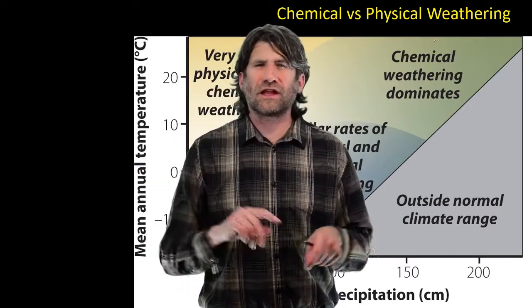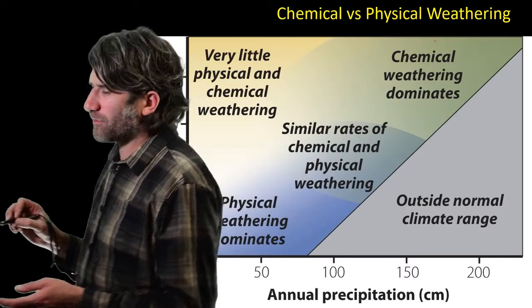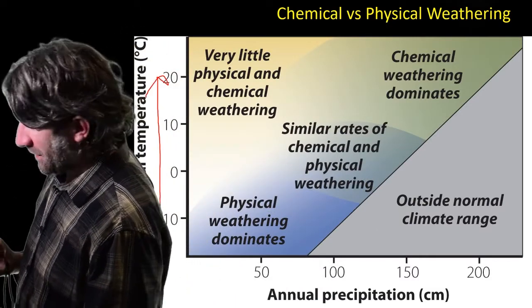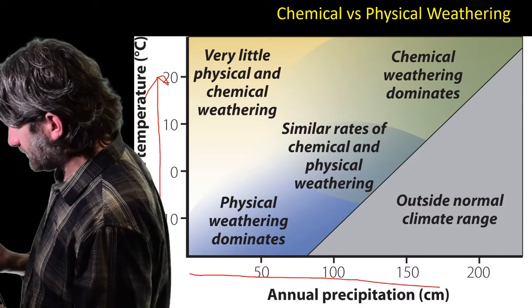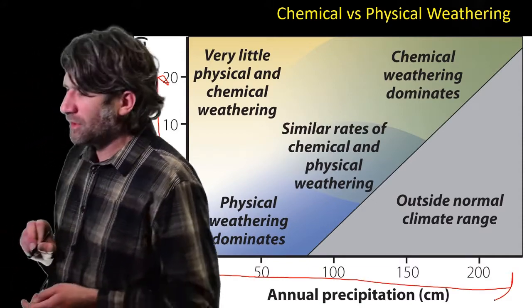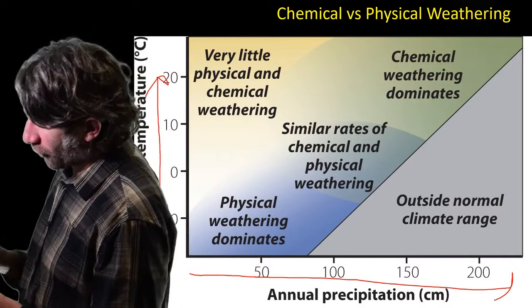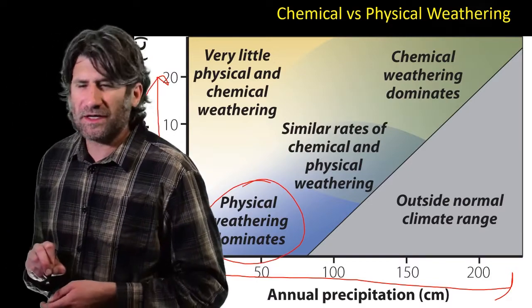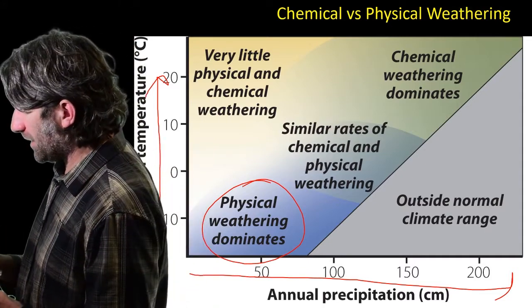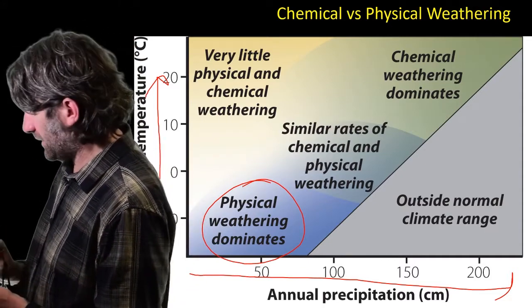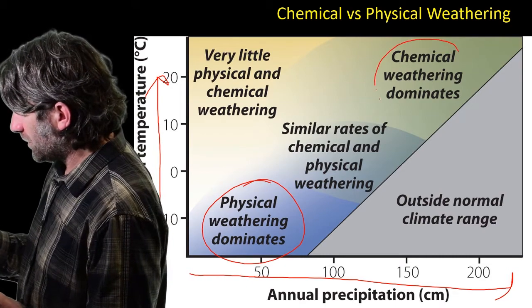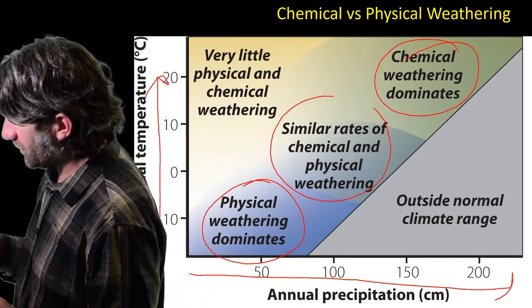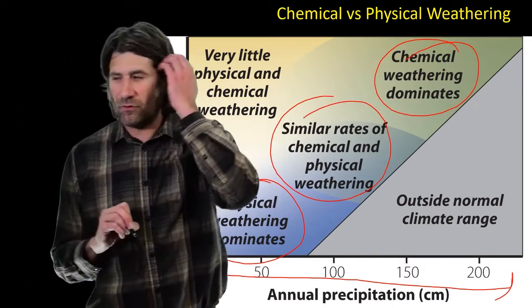and where you're more likely to see them at the Earth's surface. If we break that into temperature, going from cold to hot, and precipitation from dry to wet, we see that when we're in very cold places that are very dry, physical weathering dominates. As we move up in both temperature and in moisture, chemical weathering dominates. And we find a happy medium in between where we have similar rates of chemical and physical weathering.